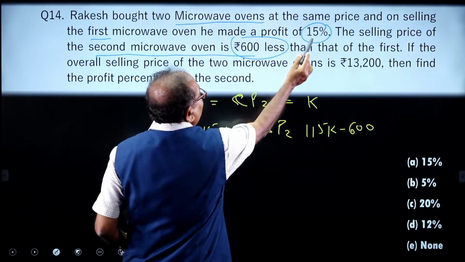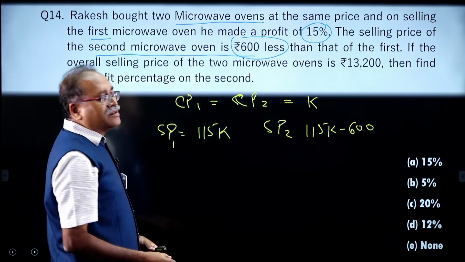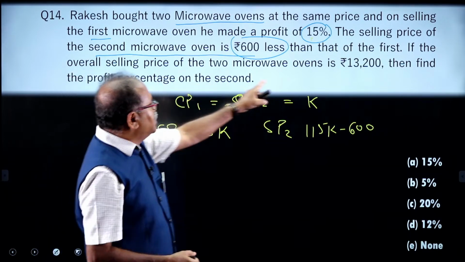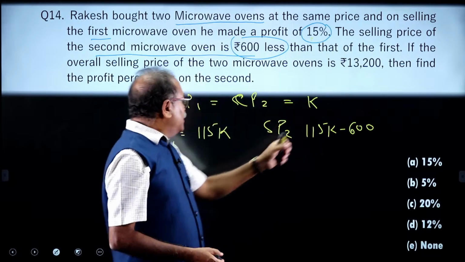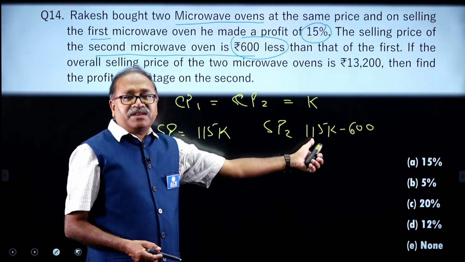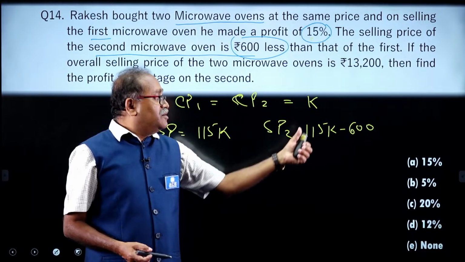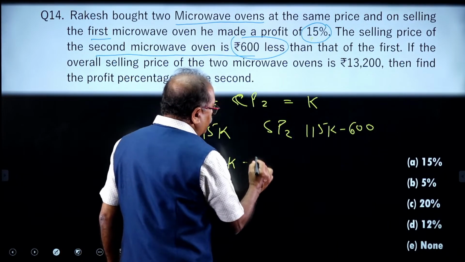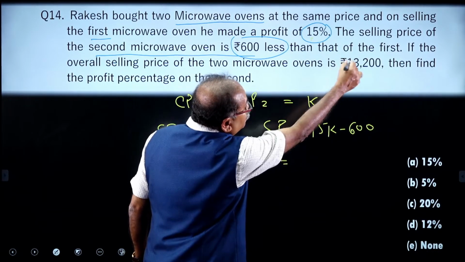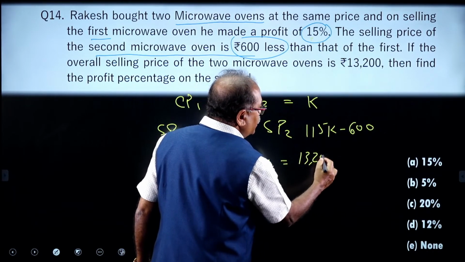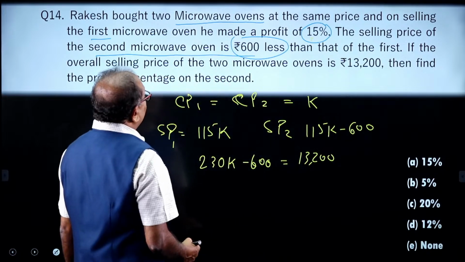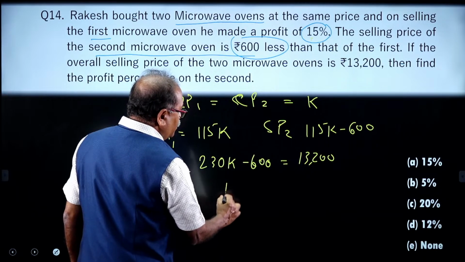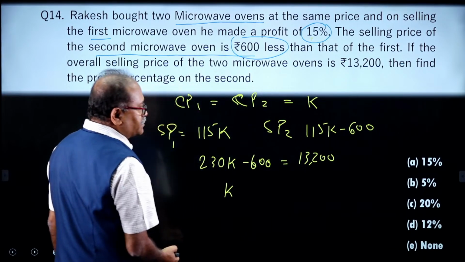Profit percentage on the second one. In the first one I already know 15% profit. What is the profit on the second one, when the overall selling price is already given to us as 13,200? That means 115K plus 115K, 230K minus 600. So that is 230K minus 600, which is equal to 13,200. In that case, what will be the next step? K is equal to, this number has to be moved from here.